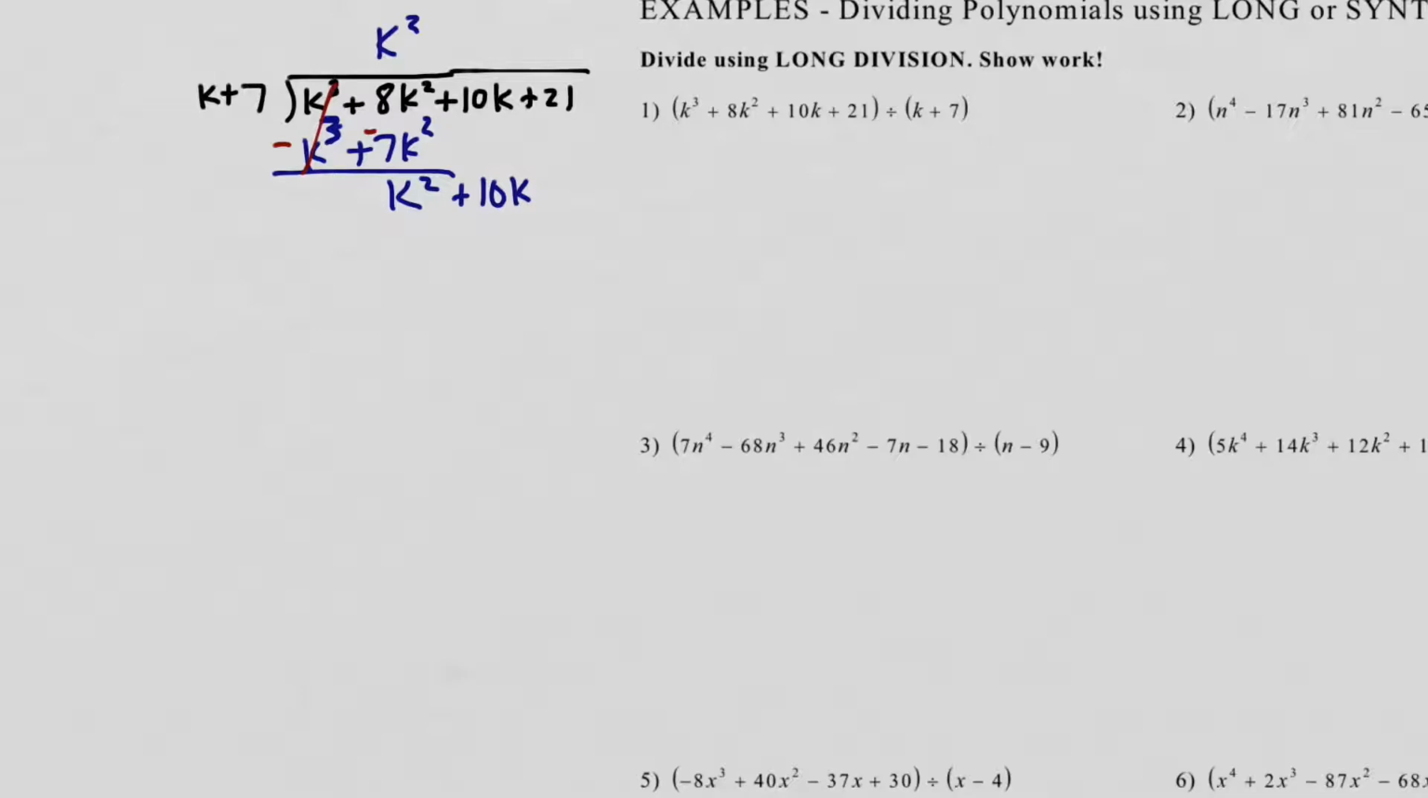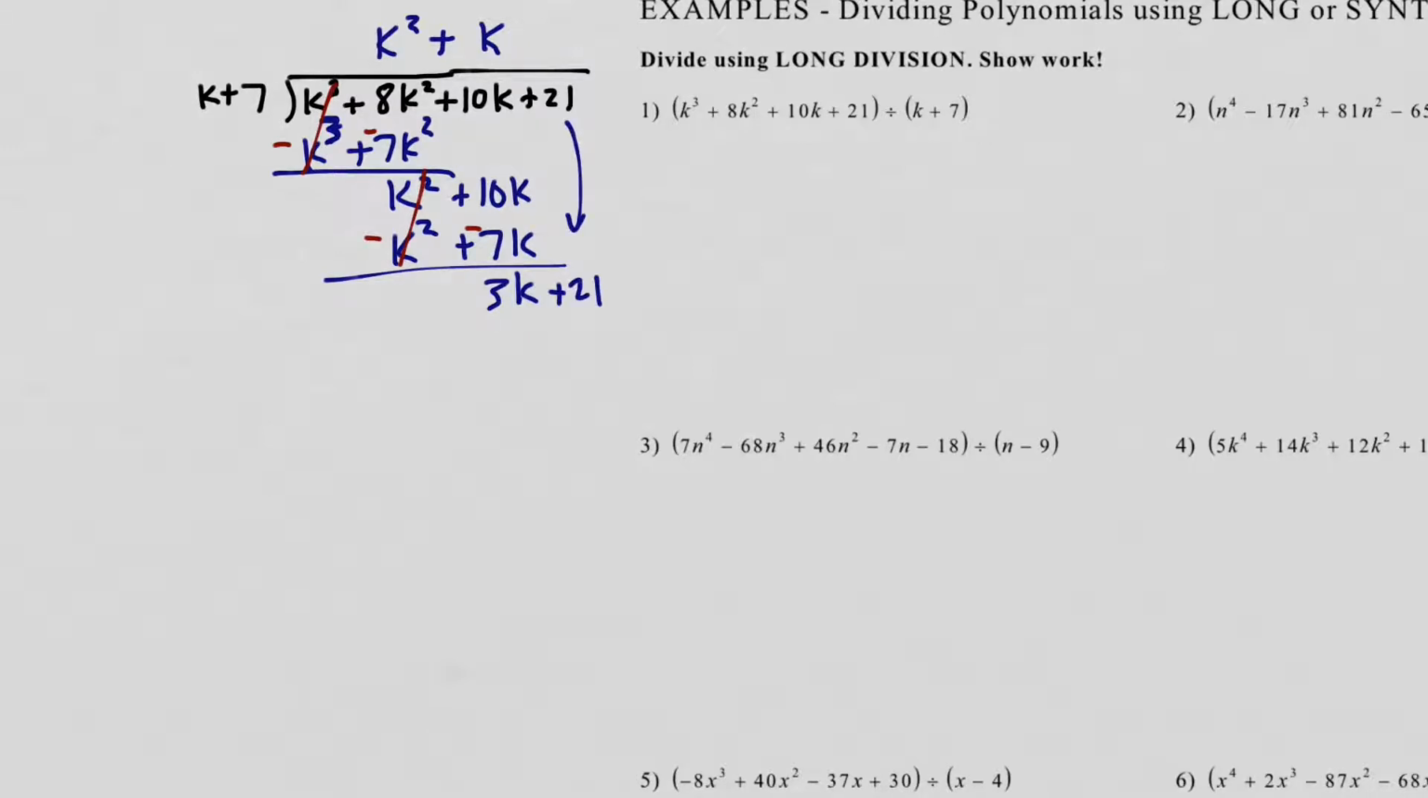So now we need this k squared to cancel out, so we need something that we can multiply to k to give us k squared. So in that case, it is a 1k. So k times k gives us k to the second. K times 7 gives us 7k. Again, we're subtracting, so you change the sign of each of the polynomials there. The k squareds cross out again. 10k minus 7k gives you 3k. We now have to bring down this 21.